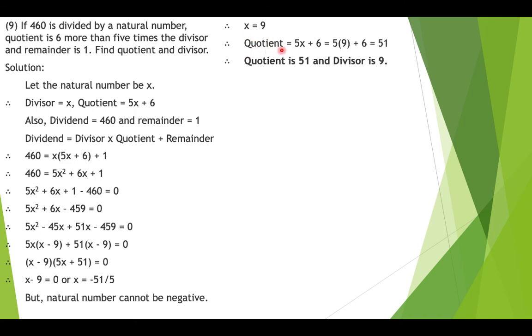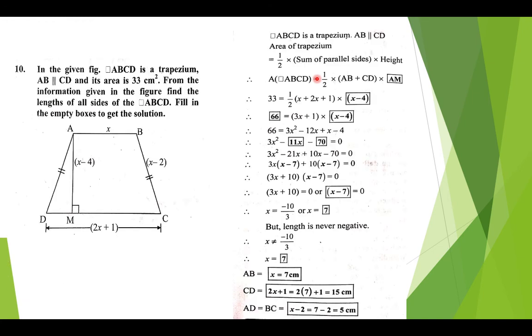So we get quotient is equal to 5x plus 6. 5x is equal to 5 9s, which are 45, plus 6 is equal to 51. So the quotient we get is 51 and divisor is equal to 9, since we have put divisor is equal to x over here. Let's go for the last problem for today.